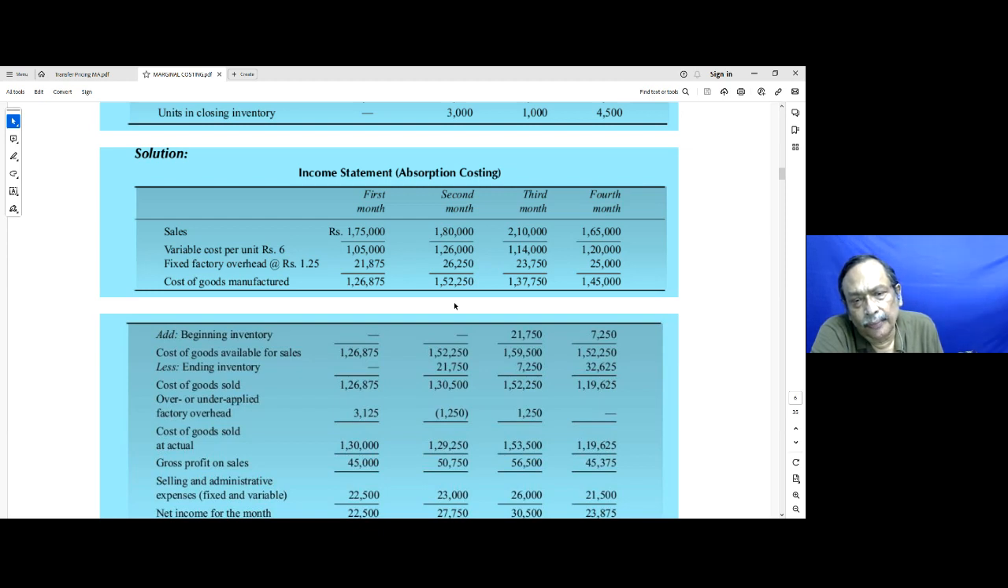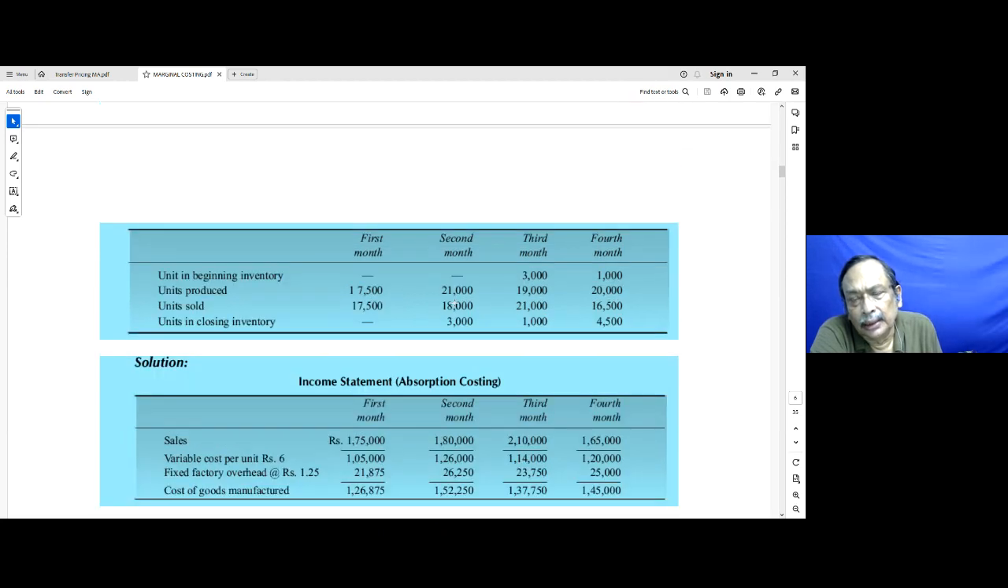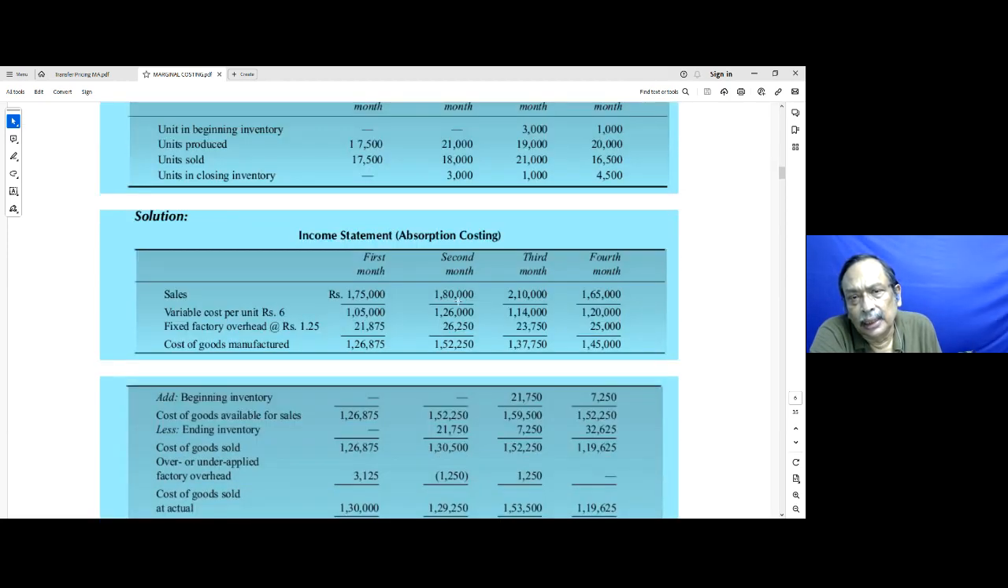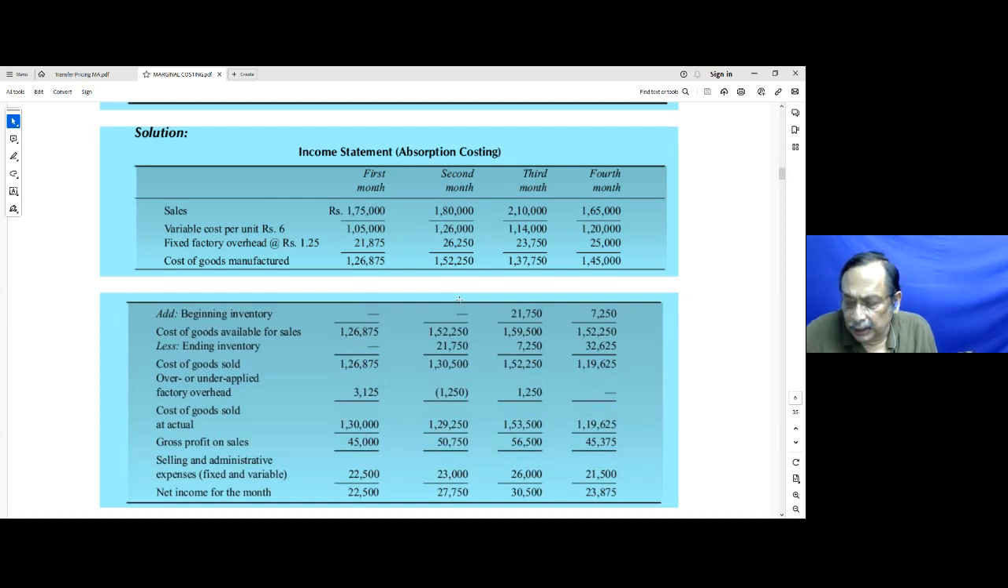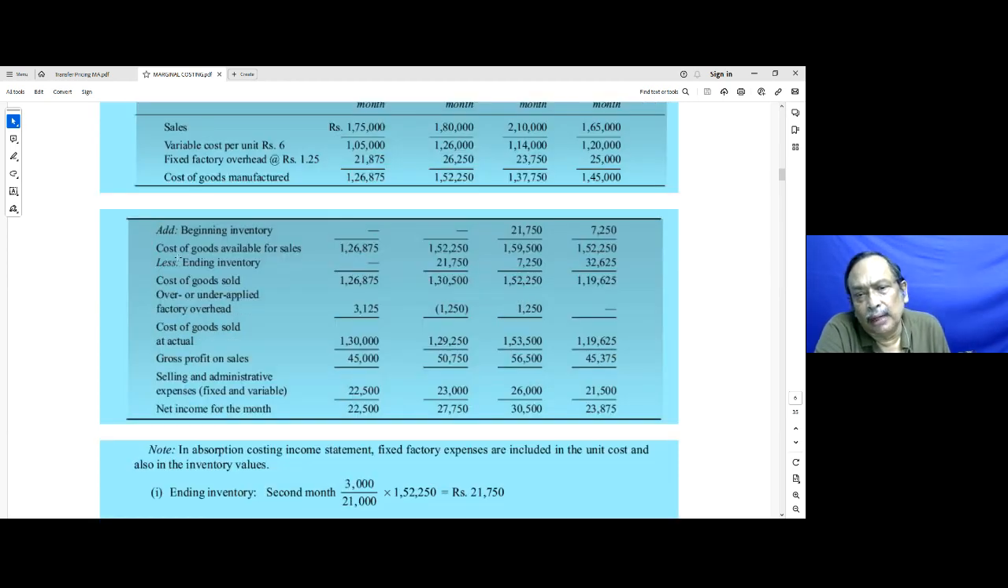Cost of goods sold 1,30,500. Then there is an over absorption. Over absorption means you are supposed to manufacture 20,000 units, but you have manufactured 21,000 units. So 1,000 into 1.25, you get 1,250. Over absorption, that should be deducted.